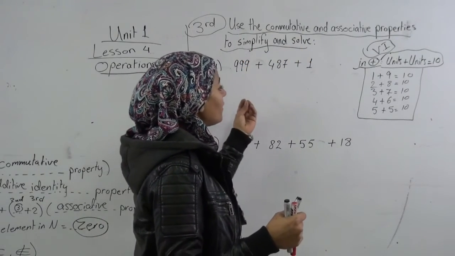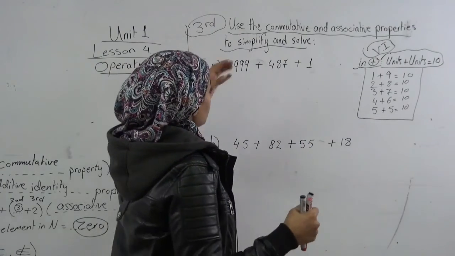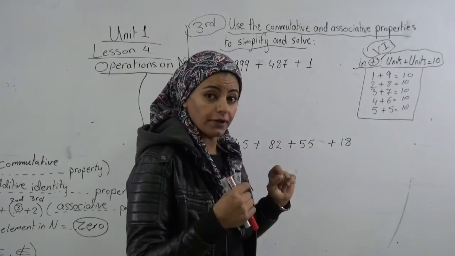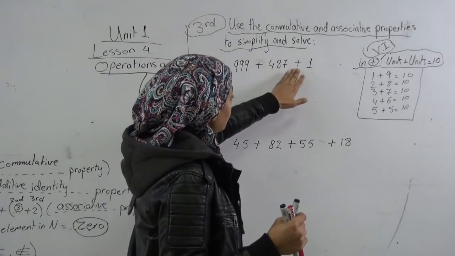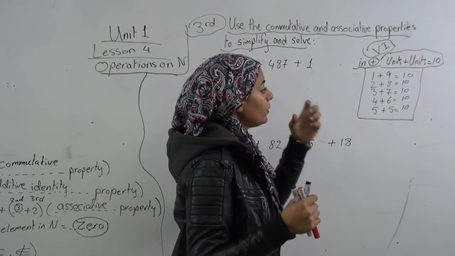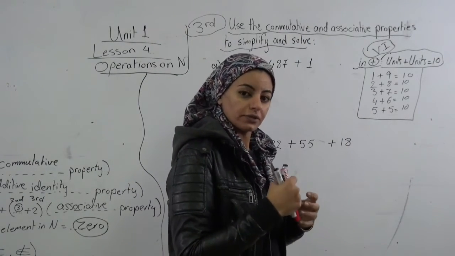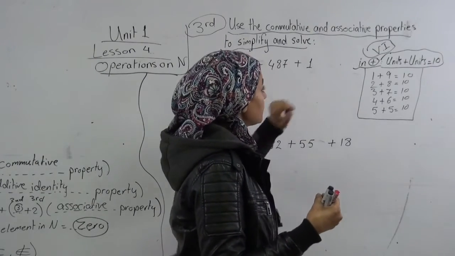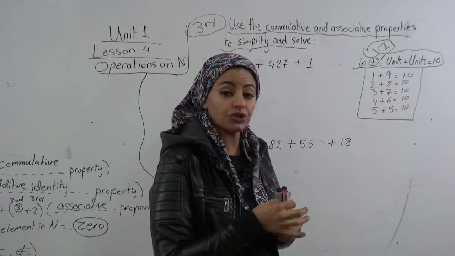How to simplify a problem? When we use the commutative and associative properties to simplify in addition, we must create more zeros. We must look for the friends that give us more zeros in addition. This is the meaning of using commutative and associative.